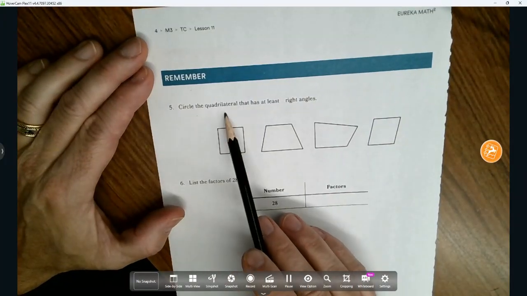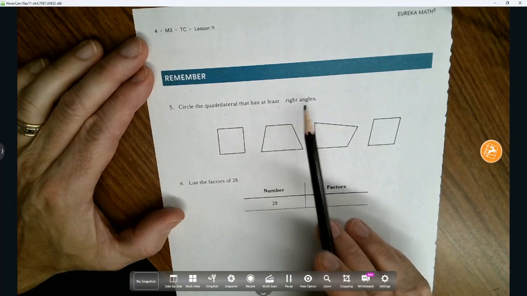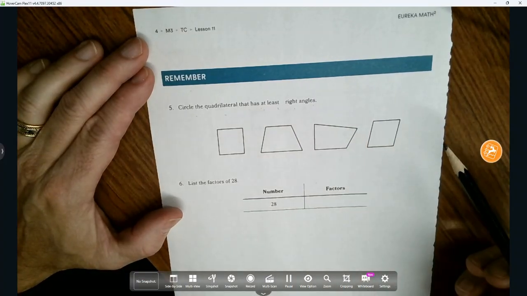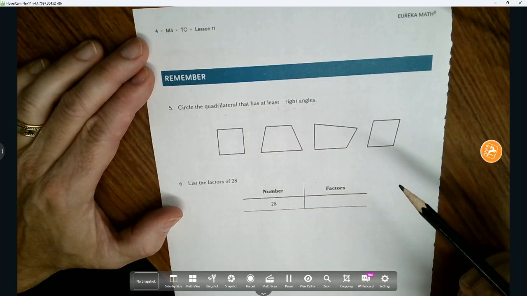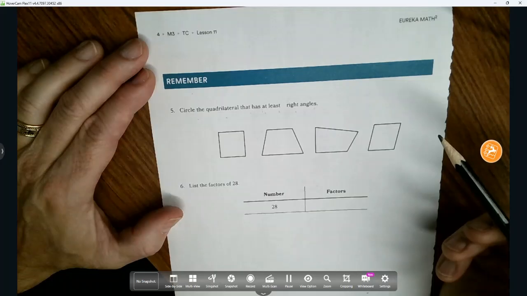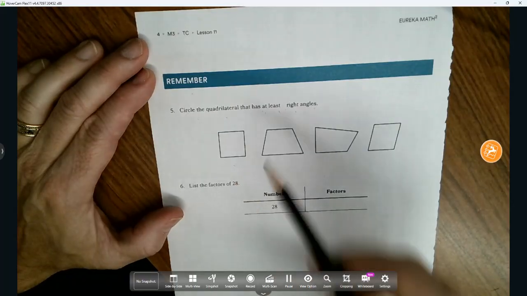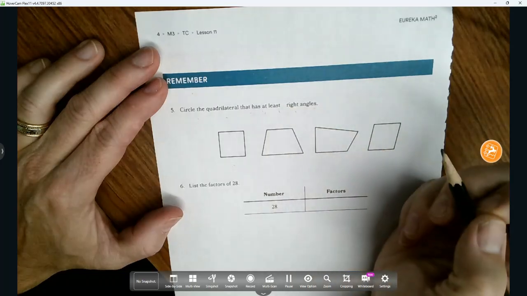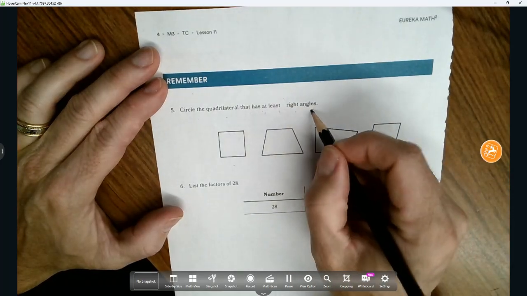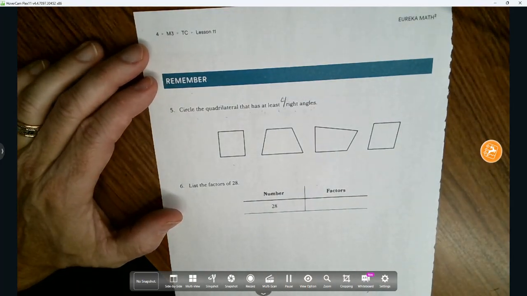Let's check the back of this one. Circle the quadrilateral that has at least right angles. I feel like there's supposed to be a number there. Circle the quadrilateral that has at least, there should be like a number there, right angles. Well, it says quadrilateral. We're going to say that has at least, we'll go with 4 right angles. Find one of 4 right angles.